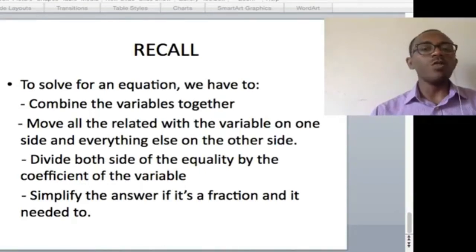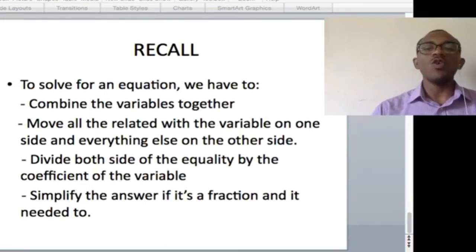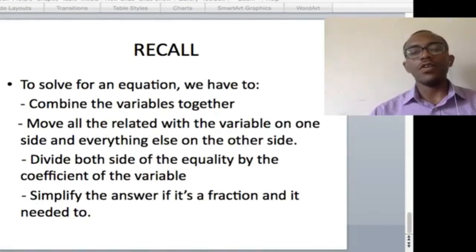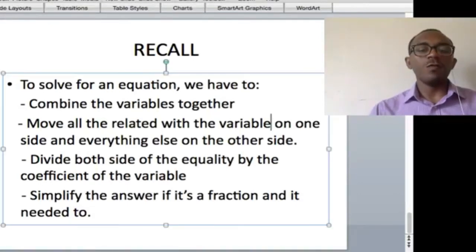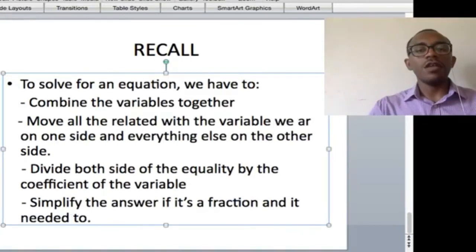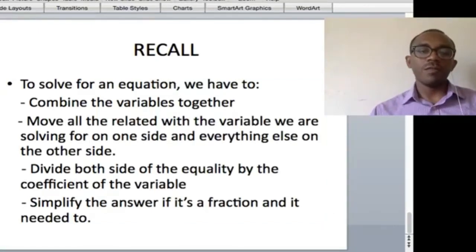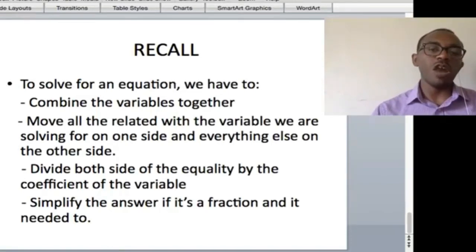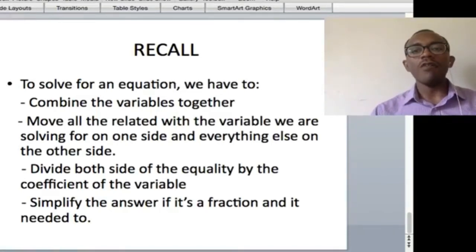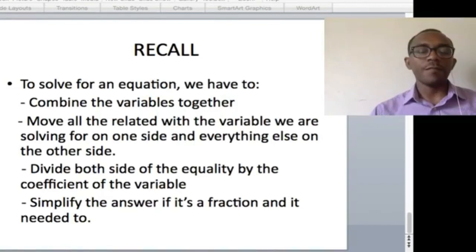And then you move all the terms related to the variable on one side and everything else on the other side. All the terms related to the variable we are solving for go on one side, because we can have more than one variable in an equation. We have to make sure you move all the terms related to the variable we are solving for on one side and everything else on the other side.